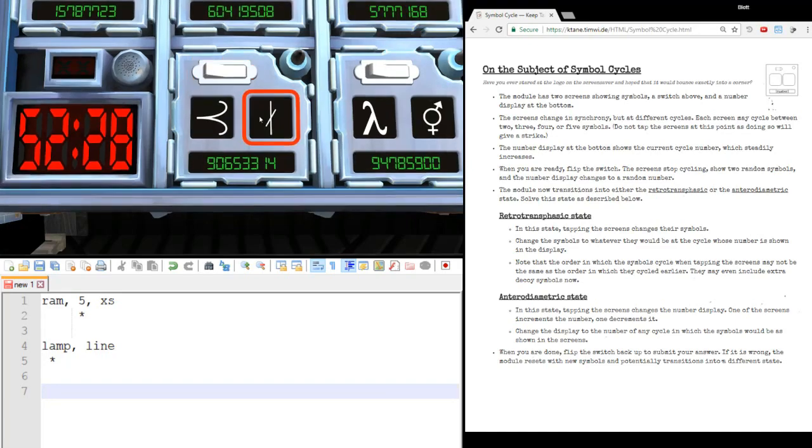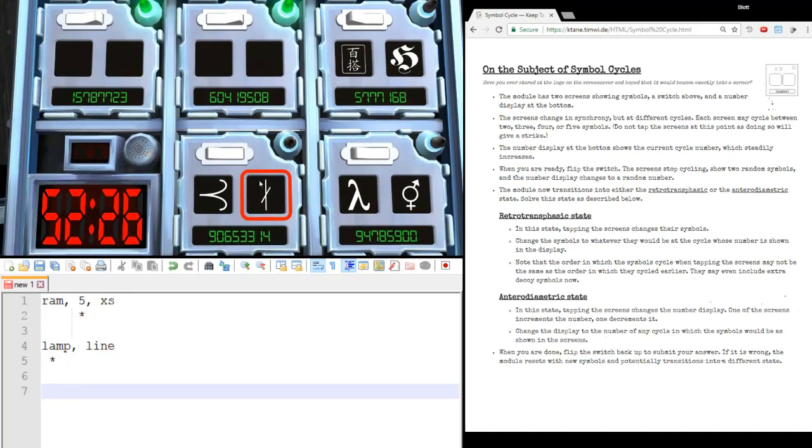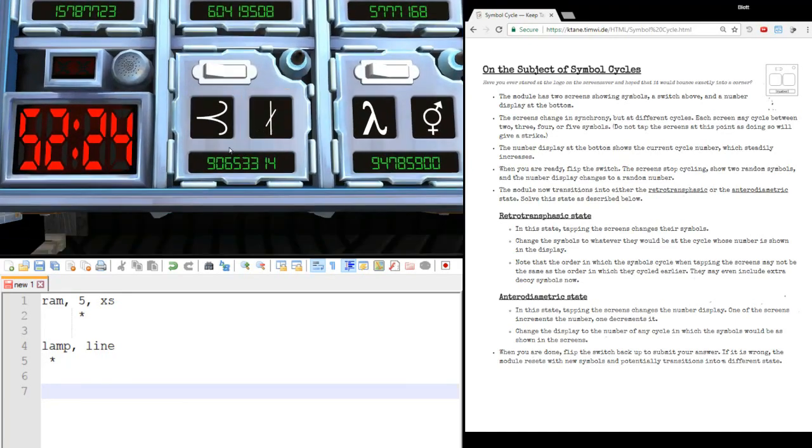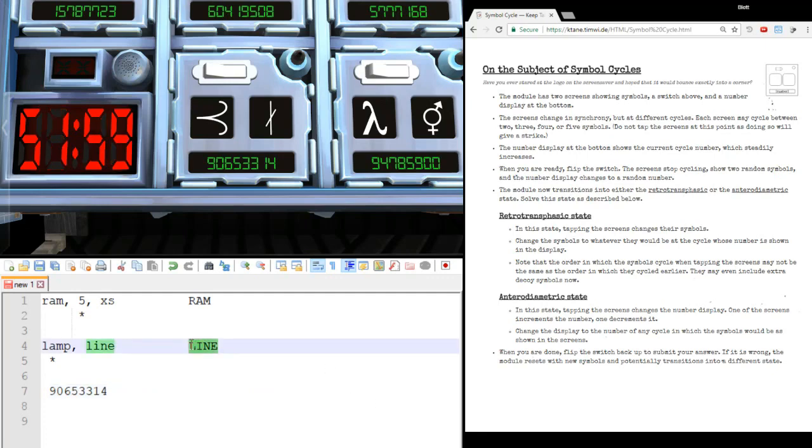We flip the switch. Please, let's find images. Nope. Oh, this is what we want. We want to find a number. Okay. We want what I brilliantly called RAM and line. I'm a genius. Number is 906533314, which we would tell to our poor, miserable expert. We need RAM. We need line.